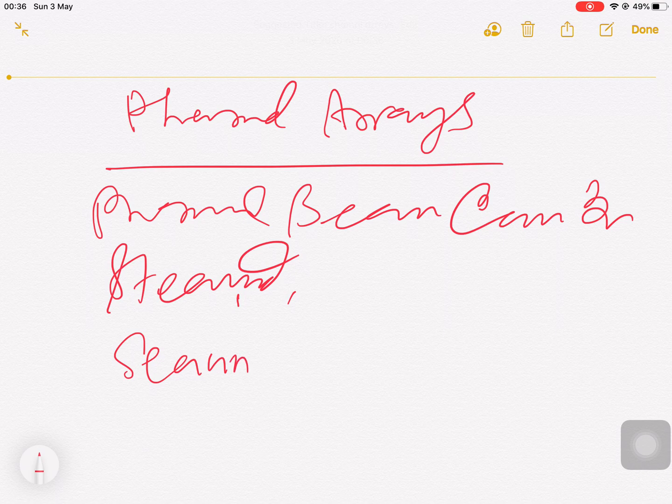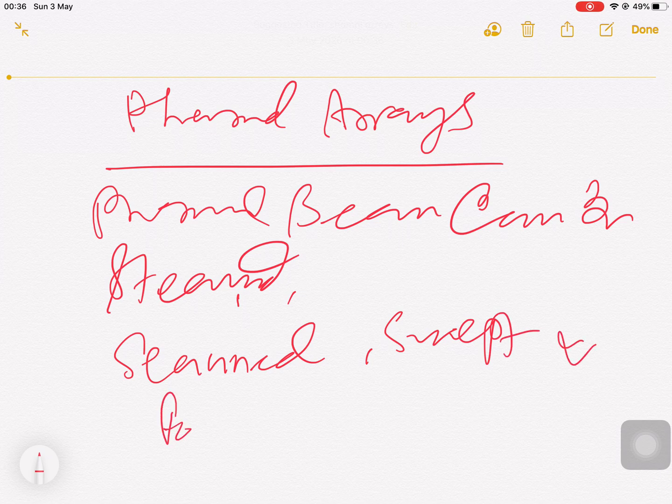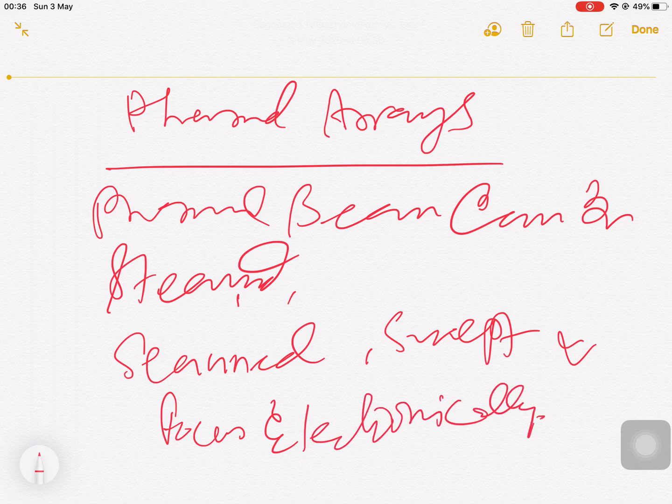scanned, swept, and focused electronically. These things you cannot do in conventional testing. Electronic scanning permits very rapid coverage of the component, typically an order of magnitude faster than a single probe mechanical system.